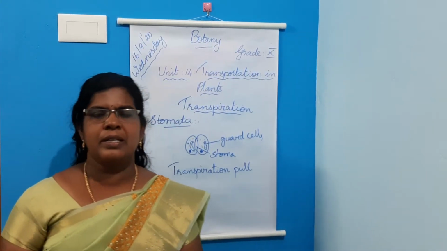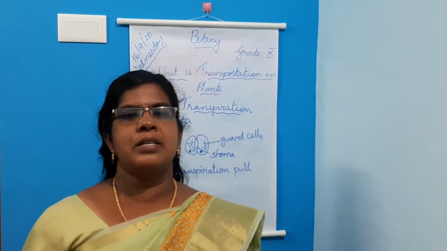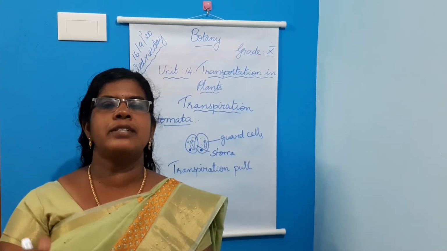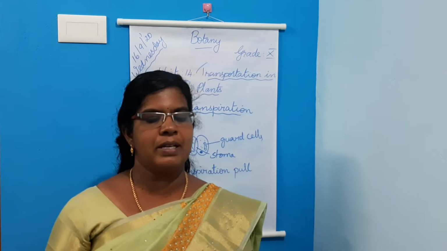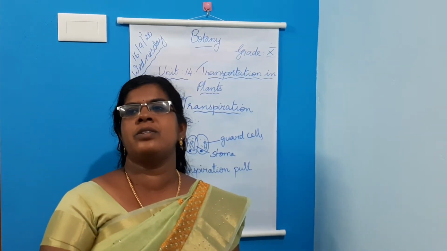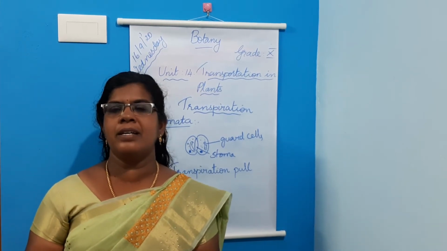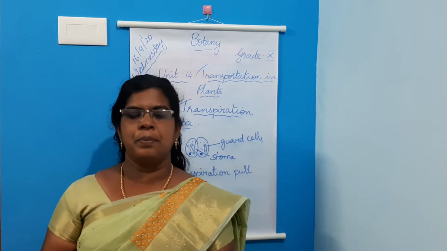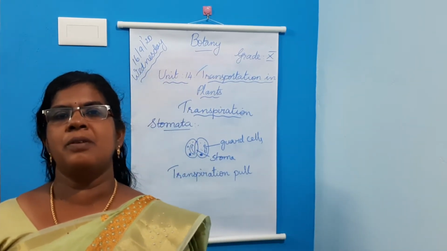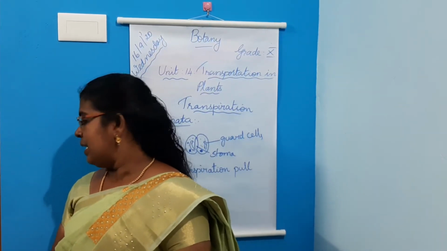So this pressure created inside a root is root pressure. When ions from the soil are actively transported into the vascular tissues of the root, water also moves along with them. It increases the pressure inside the root, that is called root pressure. Okay, this root pressure is responsible for pushing water into the stem to a small height.